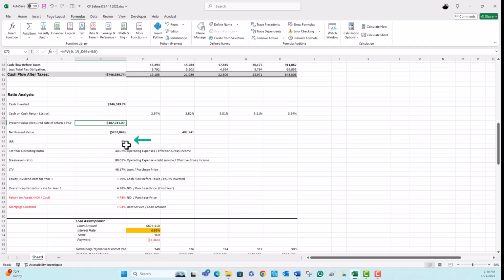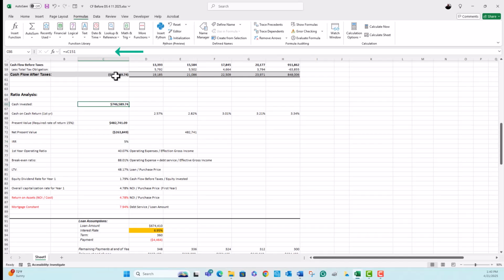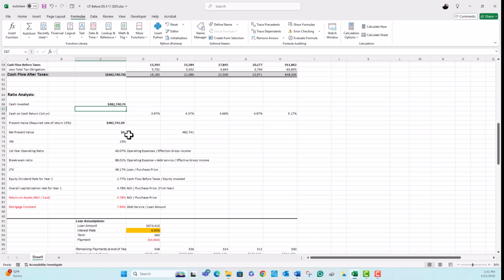All right. So what happens then if I reduce my cash invested by $263,000? Let's do that real quick. Minus $263,849. What's going to happen? The net present value is zero. I'm paying exactly what I would need to pay to earn a 15% return. And then the internal rate of return is 15%. Okay, you see how that works? Now, I'm going to set this back to what it was.